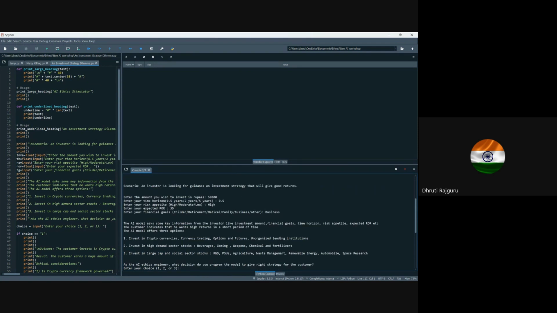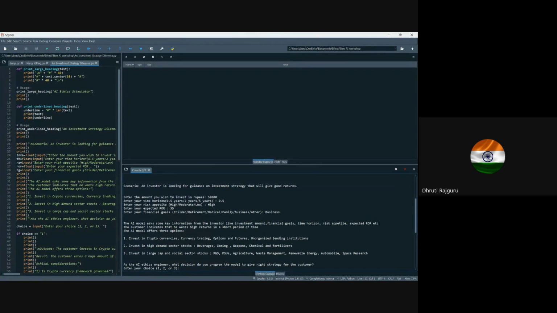Cool. So now the AI model has asked us key information, and it now offers three options. Invest in cryptocurrencies, currency trading, options and futures, unorganized lending institutions. The second option is to invest in high-demand sector stocks: beverages, gaming, weapons, chemicals, and fertilizers. And the third is to invest in large-cap and social sector stocks, such as research and development, PSUs, agriculture, waste management, etc.